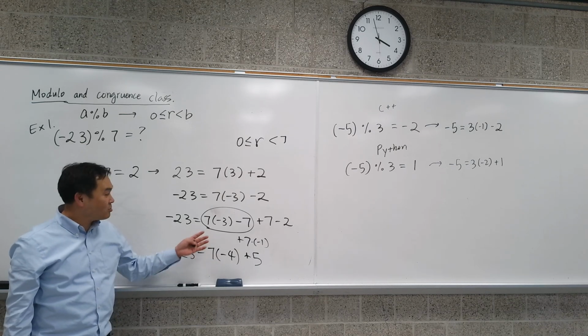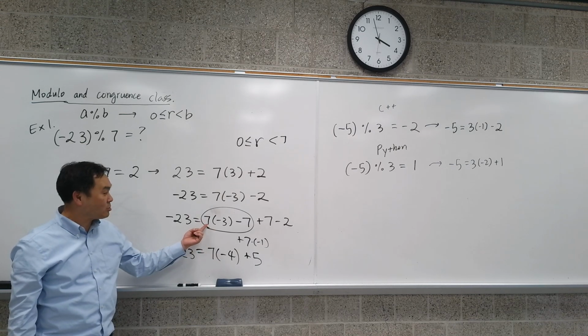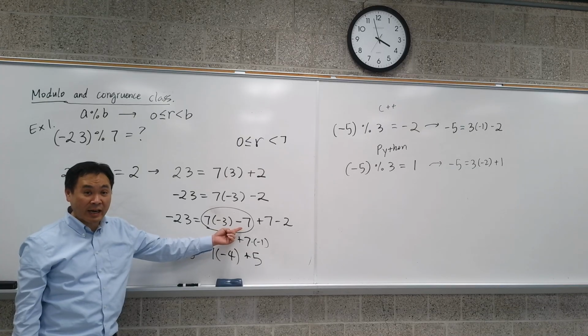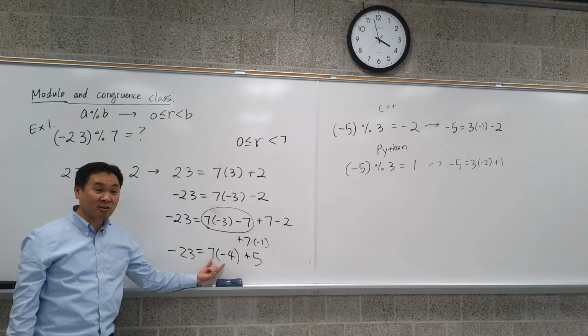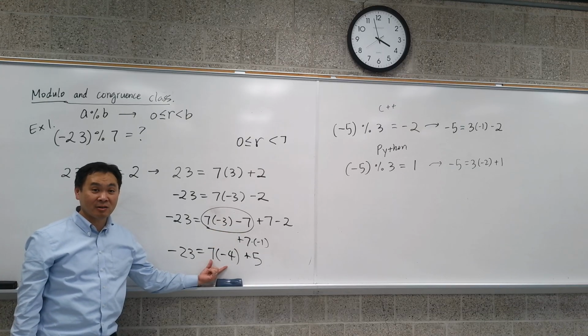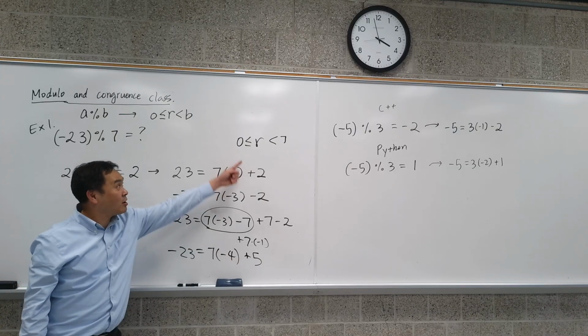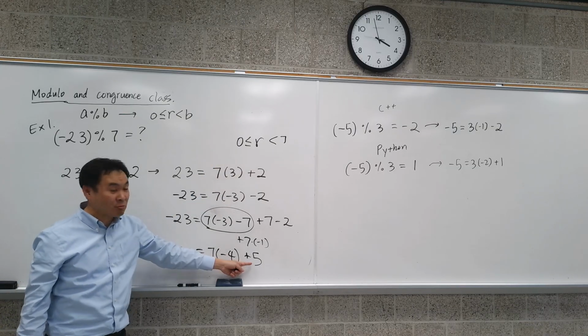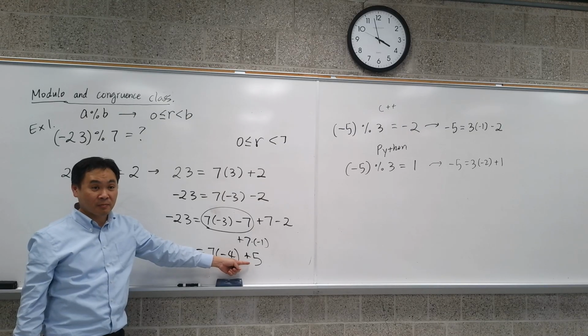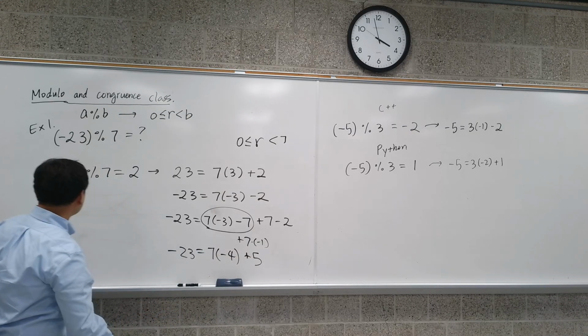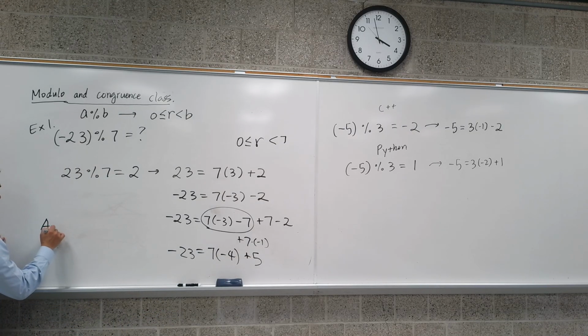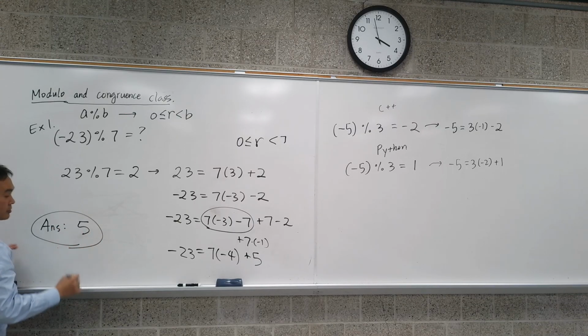If you didn't get it, just do the calculation, see what you get. 7 times negative 3 is negative 21, minus 7, what's that? Negative 28, right? Negative 28 is clearly 7 times negative 4, right? So this is what you get. And as you can see, this 5 does fit between 0 to 7, so that must be the remainder. Okay? So the answer here is that 5 is the remainder.